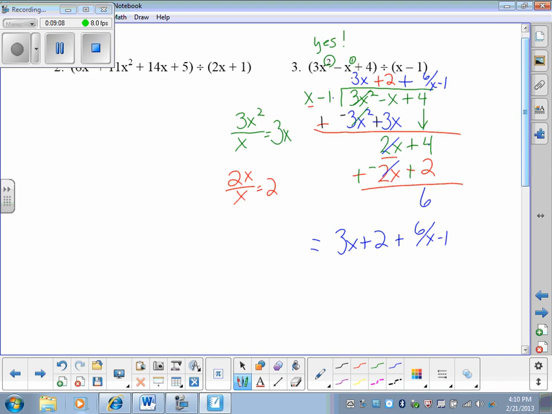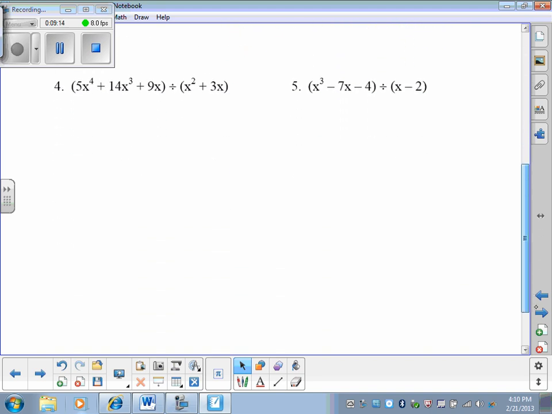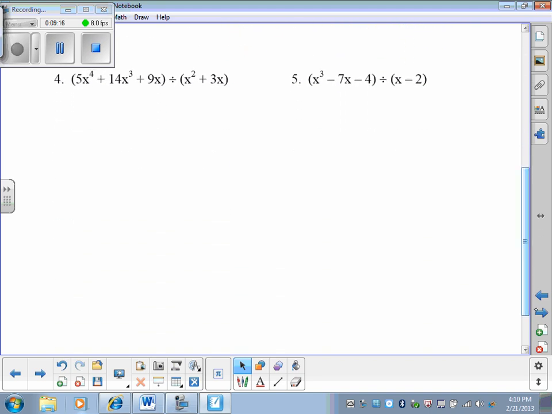Okay, and I'm going to do one more example for you, and then I'd like you to pause it after I finish this for you to try a couple of these on your own. I'm going to do number 4 now. I chose 4 because it doesn't have all of the exponents accounted for.